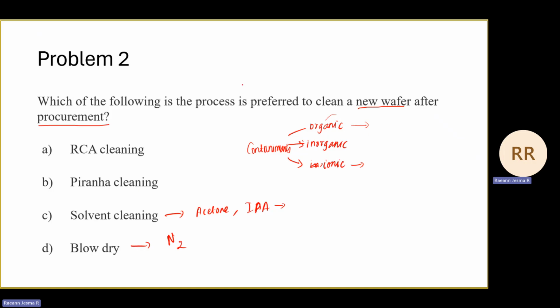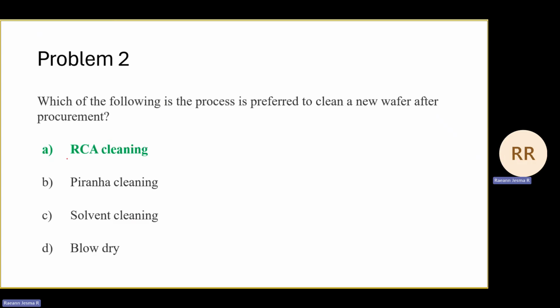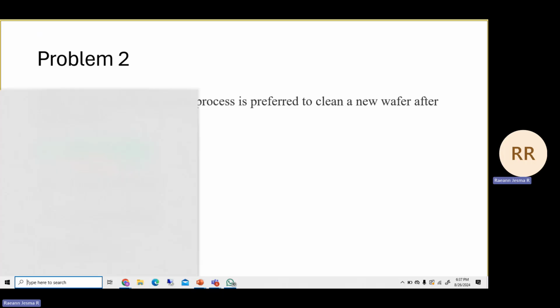So in order to clean a new wafer after procurement, we want to remove all the organic and inorganic contaminants. So we will go with RCA cleaning. So the correct answer for problem 2 is RCA cleaning. Is this clear?